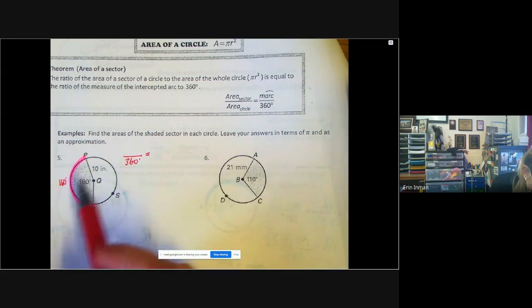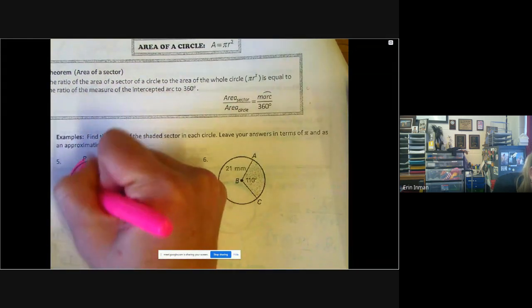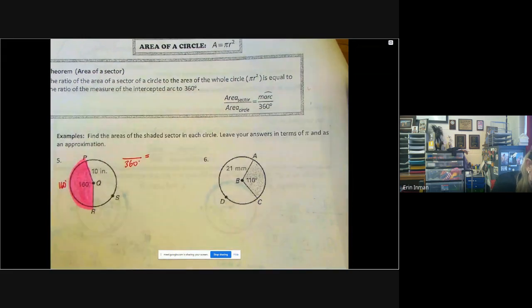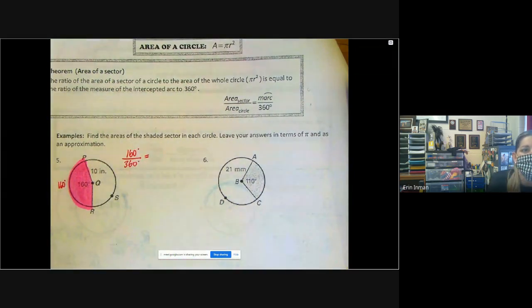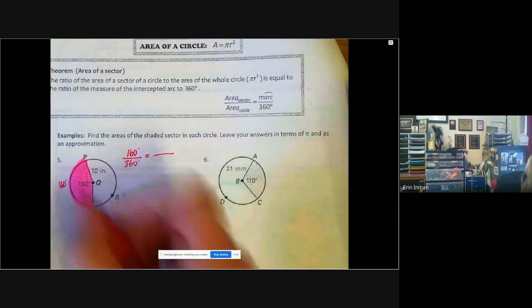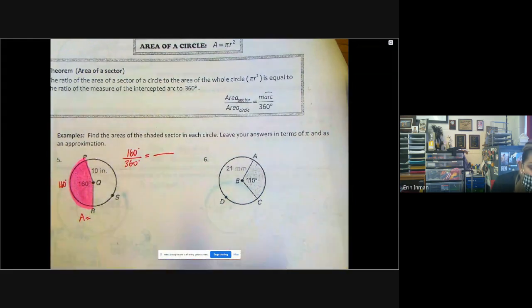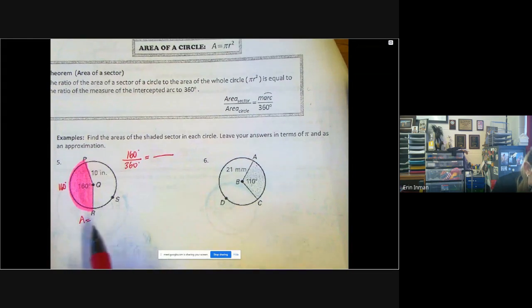So here's my 160 degrees for this shaded sector that we are looking for. And I know that there's 360 degrees total. So this is telling me essentially a ratio of how much of the whole circle we are talking about. 160 out of 360, right? Now, the area, in this formula, I'm going to leave in terms of pi, and then we can always use the calculator to find an approximate decimal answer as well.